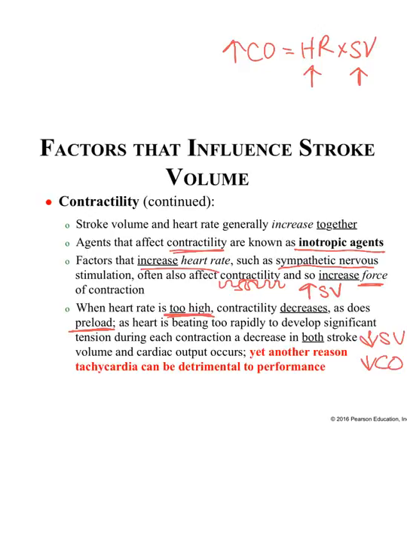And this is why tachycardia can be dangerous, because the heart rate's too high. You're not allowing it enough time to fill with blood. It doesn't matter if you can contract fast if you don't allow it to fill what you're trying to pump out.